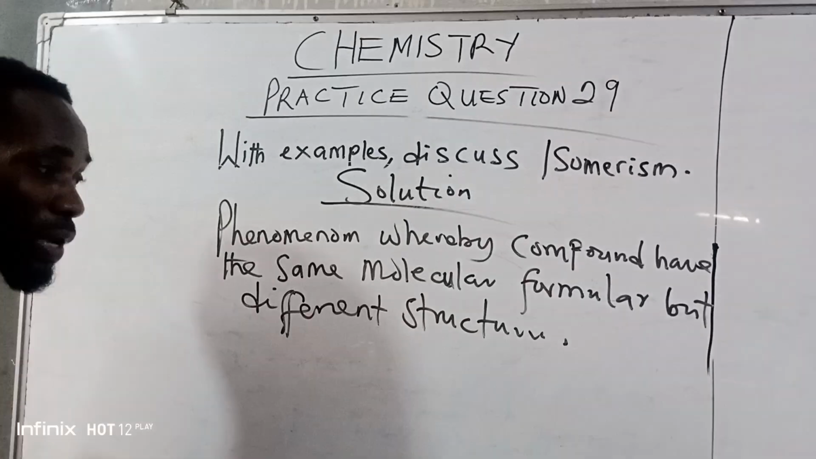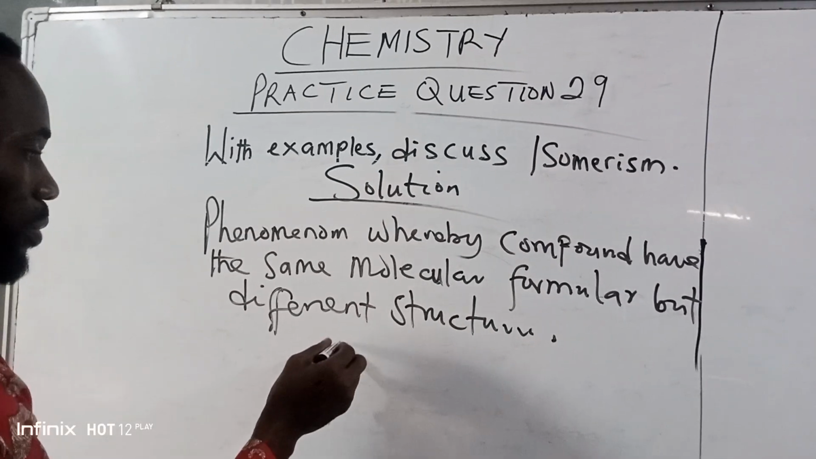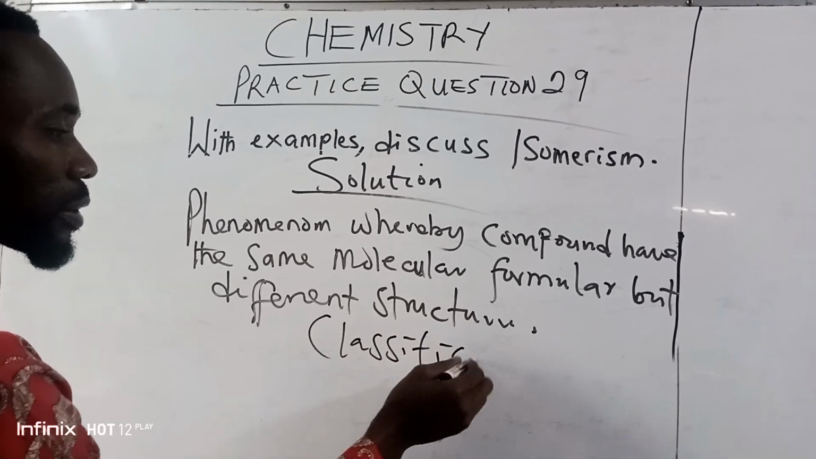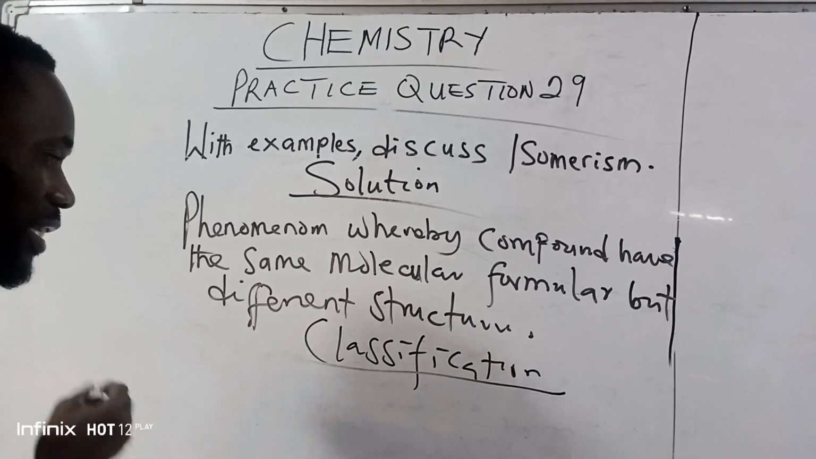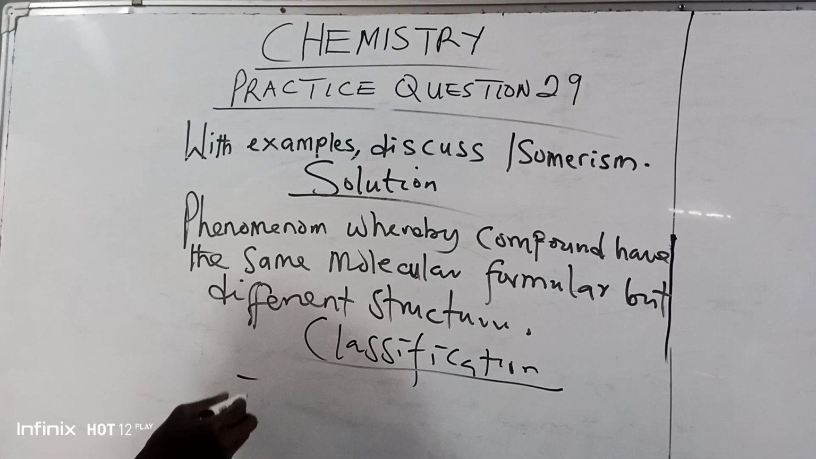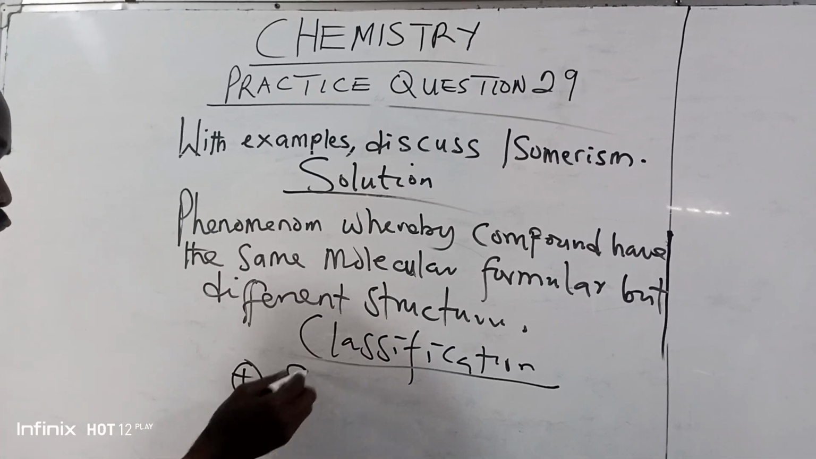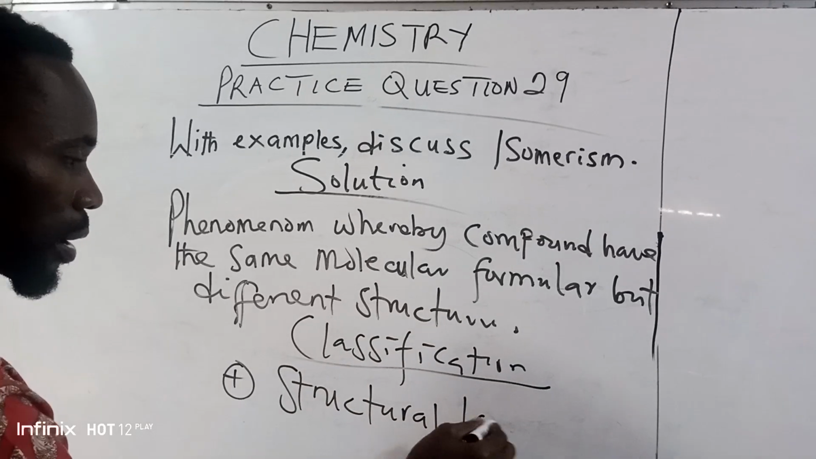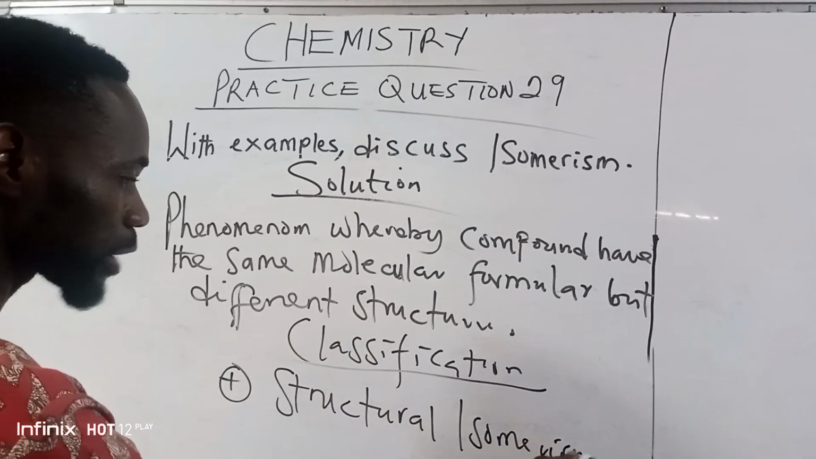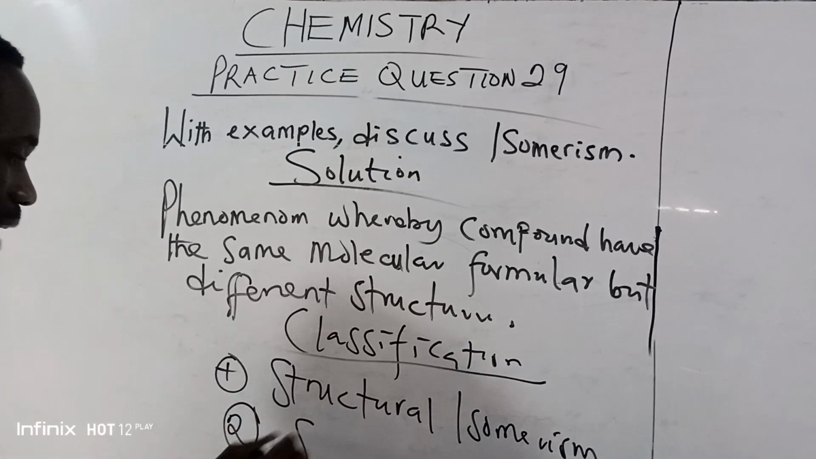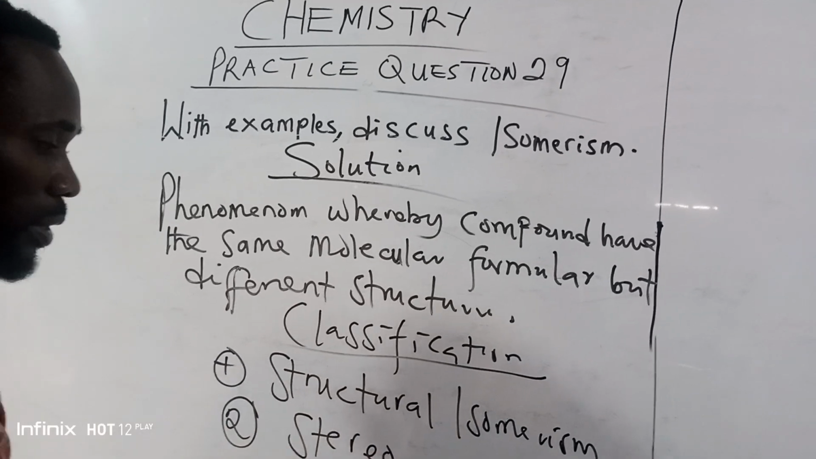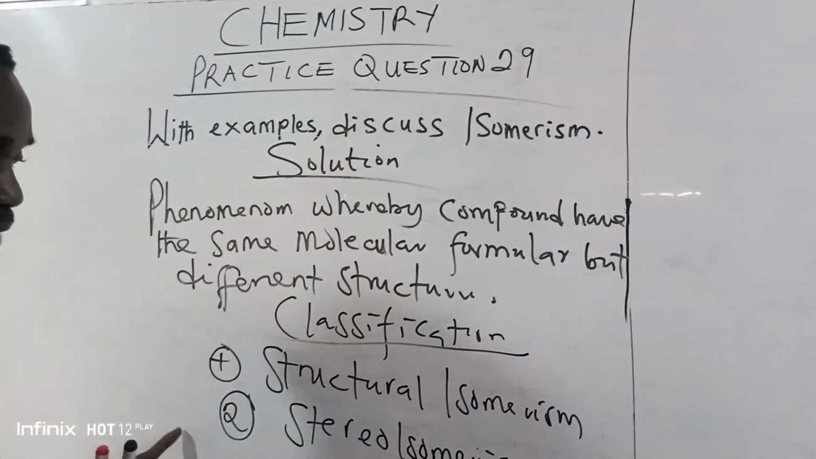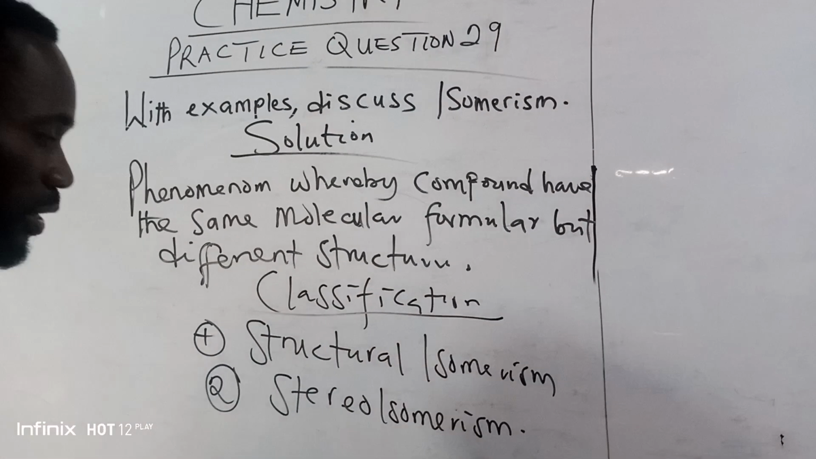Classification. How do we classify isomers? Isomerism can be classified into basically two. Number one, structural isomerism, and number two, we have what we call stereoisomerism. Now let's quickly take a look at the first one, structural isomerism.